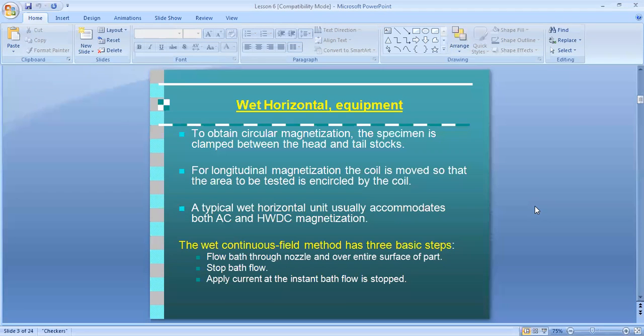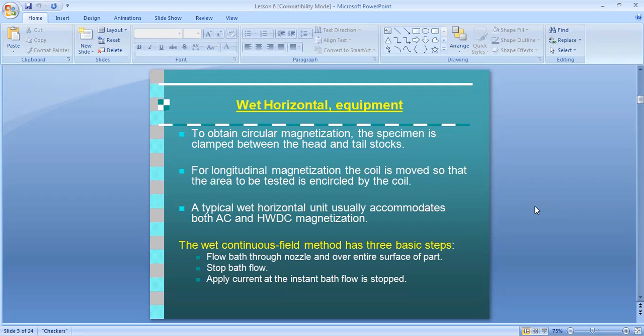Then the wet continuous field method. Please remember, wet means the bath. We are using water or oil or kerosene; that is known as wet. Continuous means if you are applying current, and while current is flowing, at the same time you are applying the bath, then it is the wet continuous method. And the other method is the wet residual method.